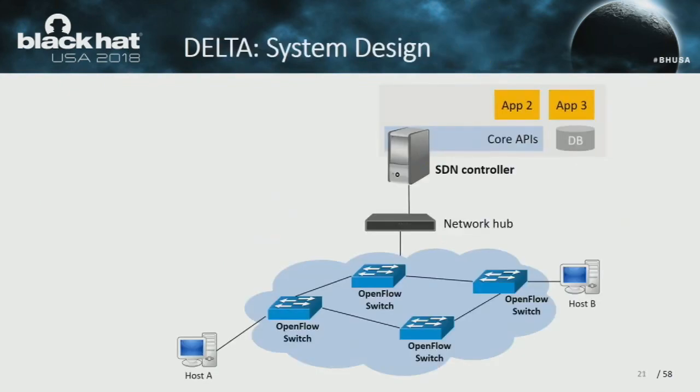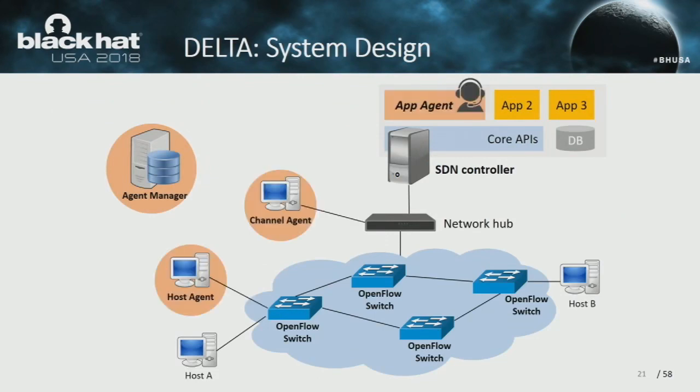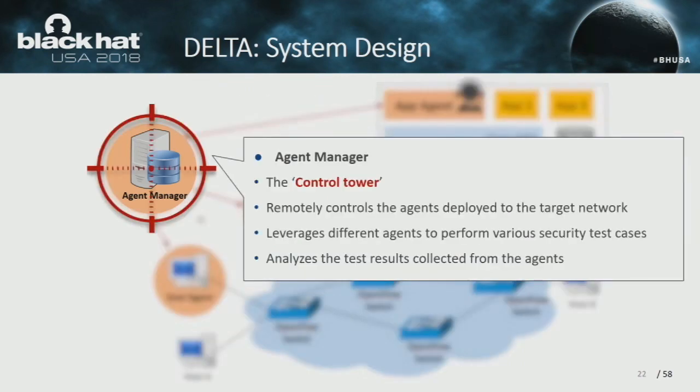So this is how Delta looks. Delta consists of one agent manager and three different types of agents: application, channel, and host agent. And the agent manager communicates with all the agents in the network using a dedicated Delta control channel, shown as the red dotted line in this slide. So let's have a look at each component in detail.